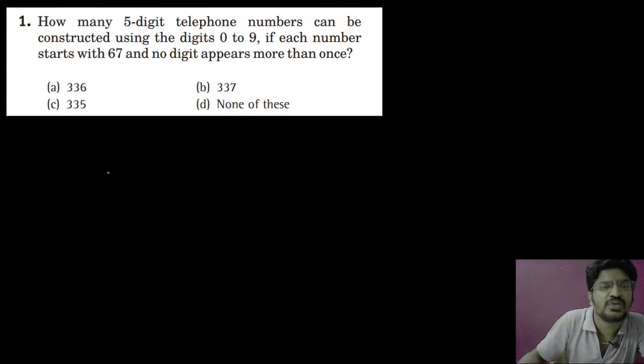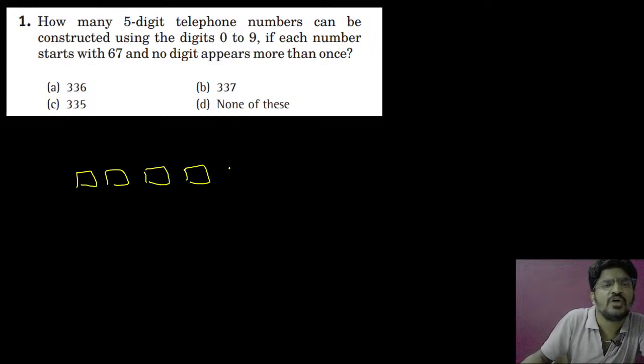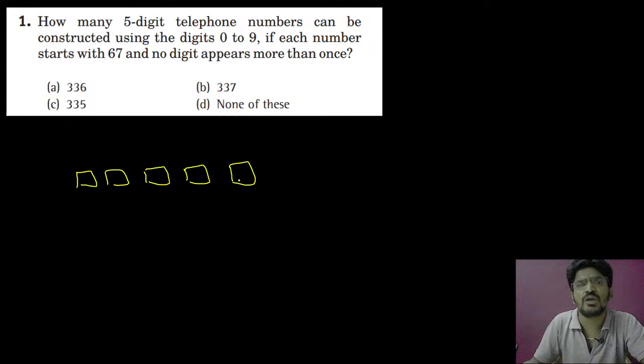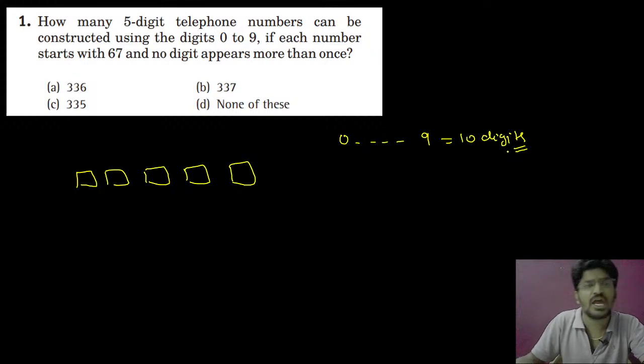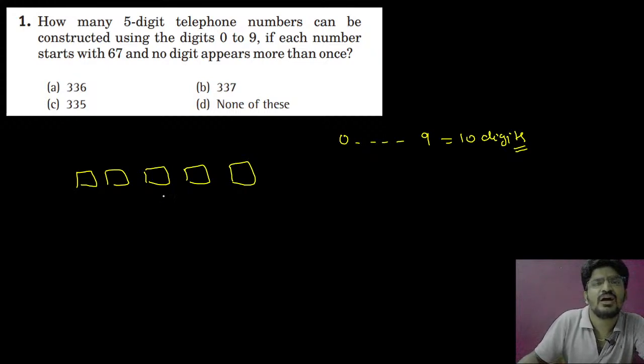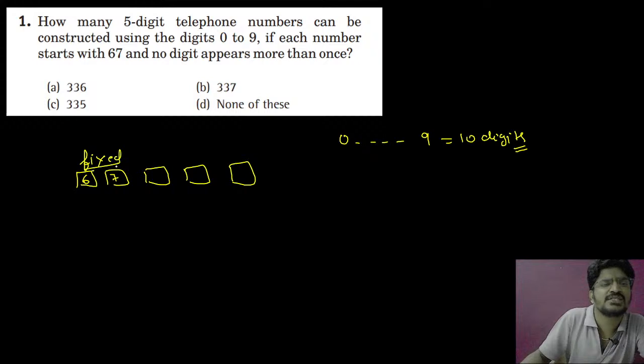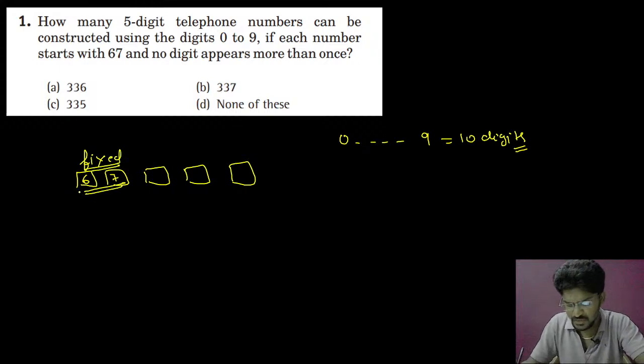Okay, so my dear students, you can just see here, I have to construct a 5 digit telephone number. Here you got 0 to 9, which means total 10 digits. So here they are telling that each number starts with 6, 7. So these are fixed. 6 and 7 are fixed, so we can't do anything with this.